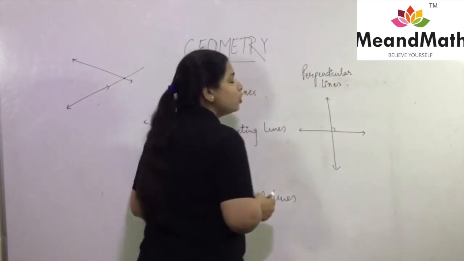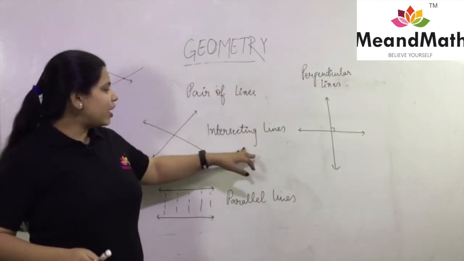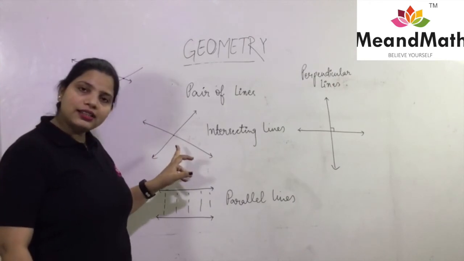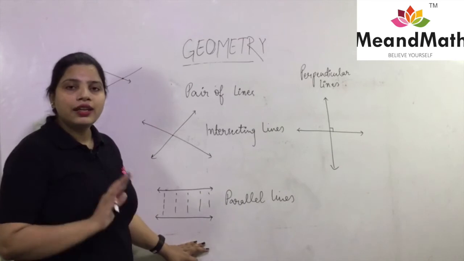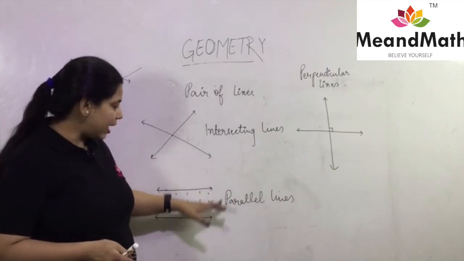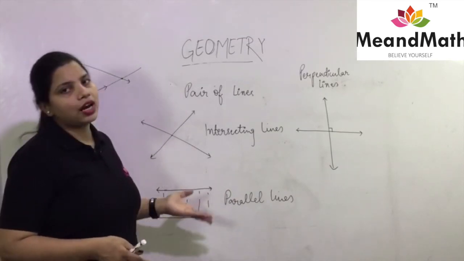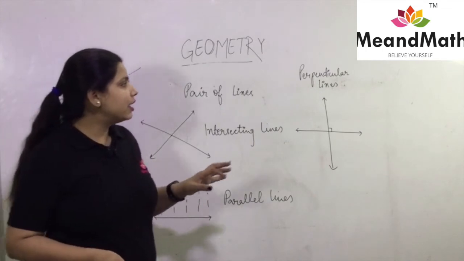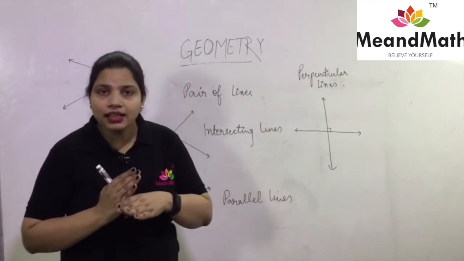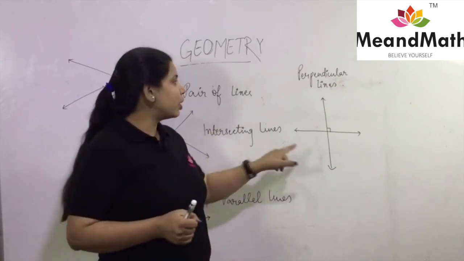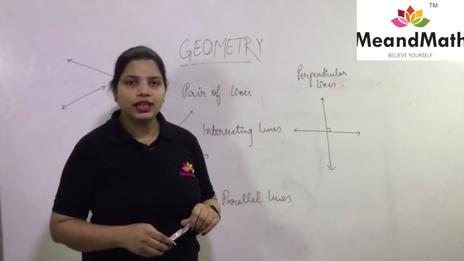So if we talk about pair of lines, if we have two lines intersecting at some point, they are called intersecting lines. If two lines never meet at any point and have same gap between them, they are called parallel lines. When two lines intersect and form a 90-degree angle at the intersecting point, they are called perpendicular lines.